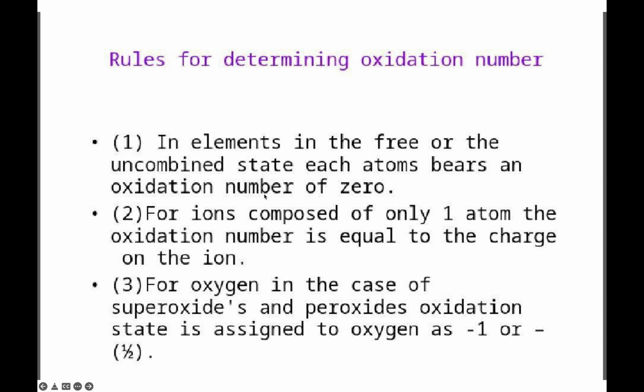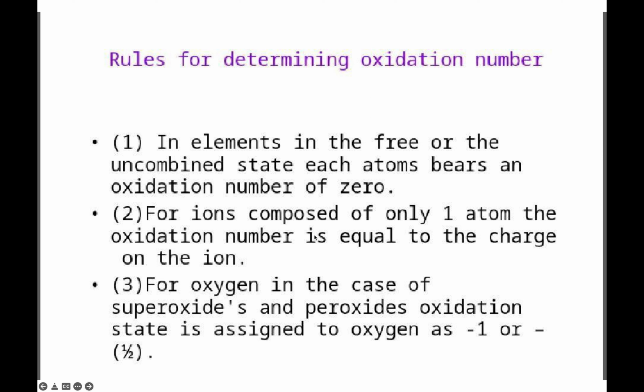Now there are a few rules for finding the oxidation number. I have heard many students telling me that it's very difficult to calculate the oxidation number in compounds, because you have to remember all these rules, only then can you easily calculate it for your exams. The first rule is that in elements, that is, in the free or uncombined state, the oxidation number is always 0. For example, H2 or O2, here the oxidation number would be 0.